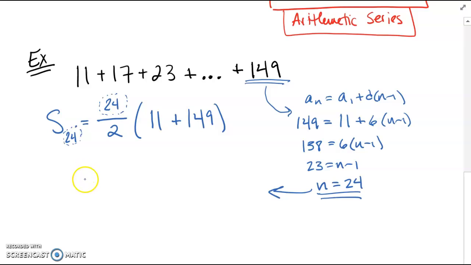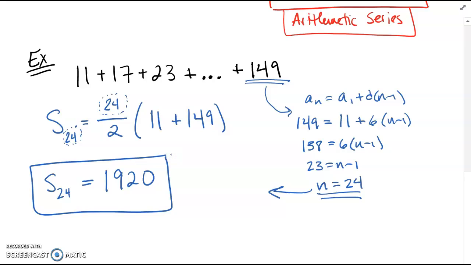And now I'm just going to go to my calculator. Don't need to show any work on this. Go to my calculator, 24 over 2 times 11 plus 149. And the sum of those 24 terms is 1,920.